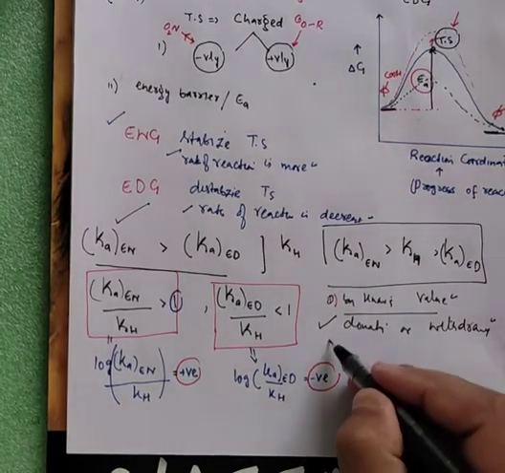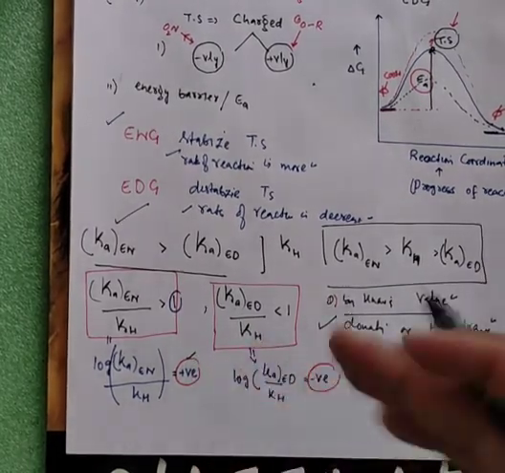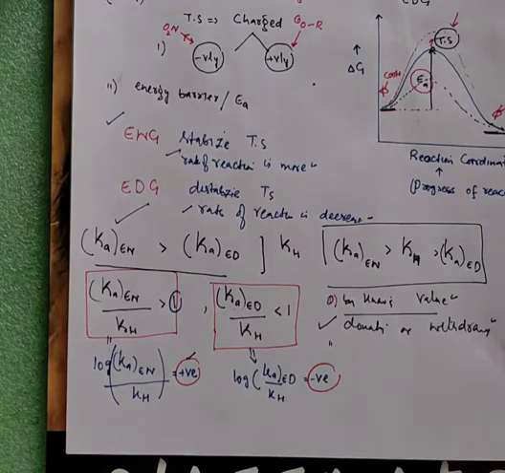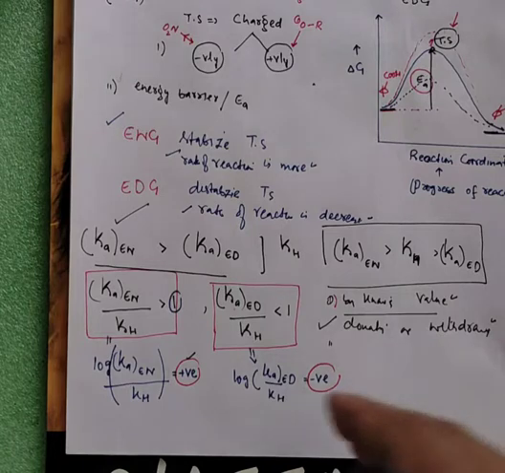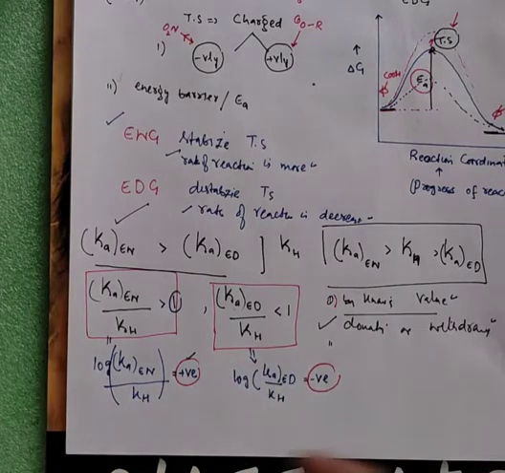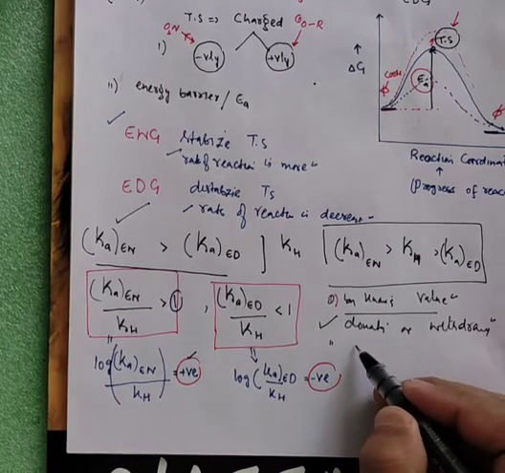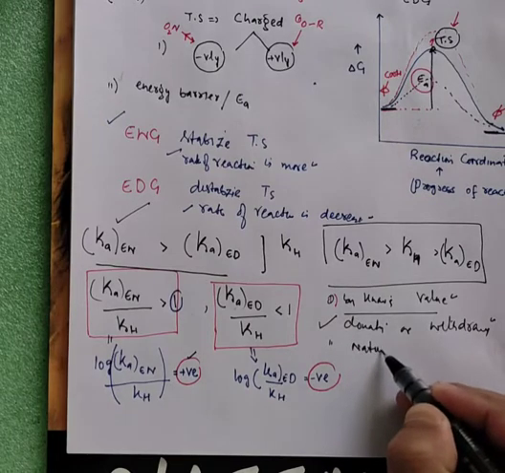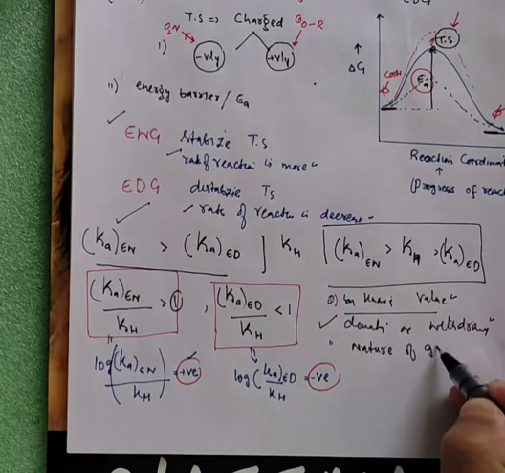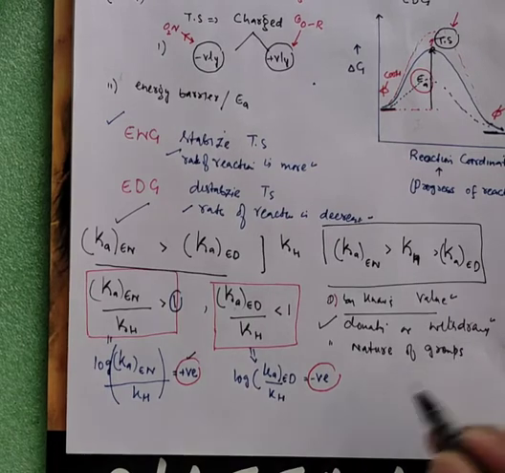Number two, if the plus value is high, for example plus 2, plus 3, plus 4, plus 5, or likewise if the minus value is minus 1, minus 2, minus 3, then depending on the numerical value, that value will tell us the extent of the strength of that particular group, कि वो group कितना electron donating और कितना electron withdrawing strong है. So this value can also tell us the nature of electron donating or electron withdrawing groups.